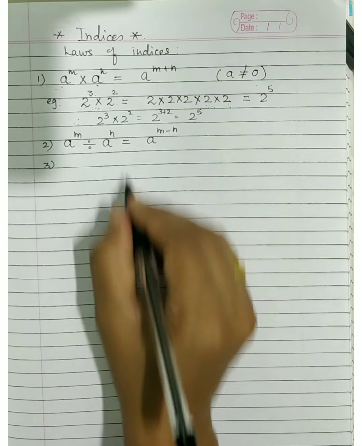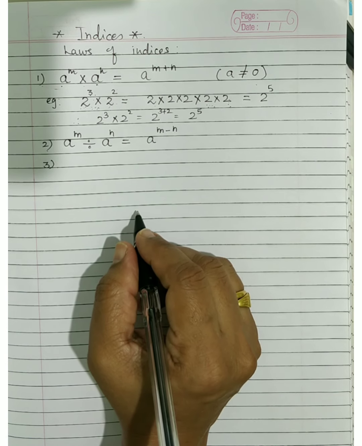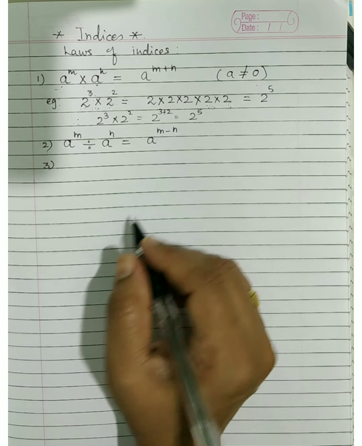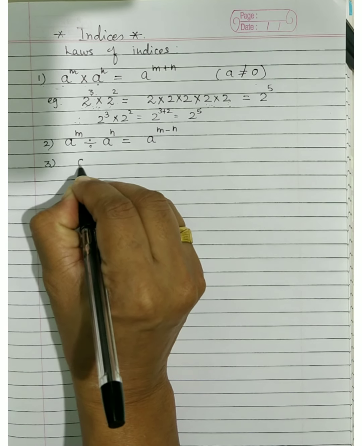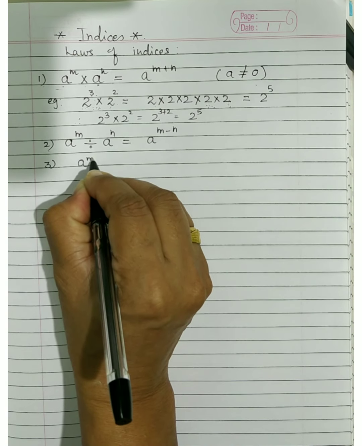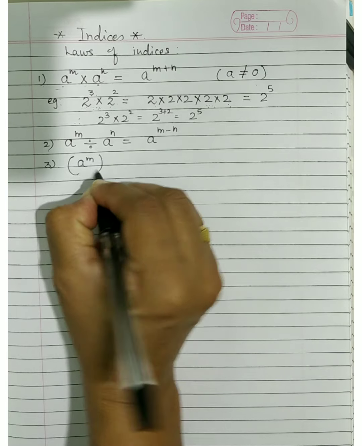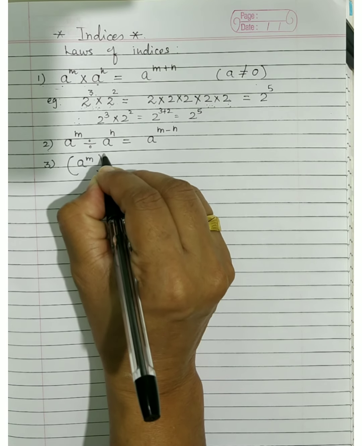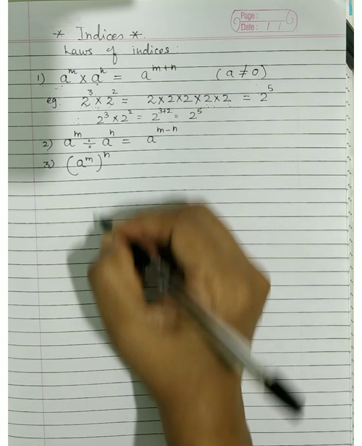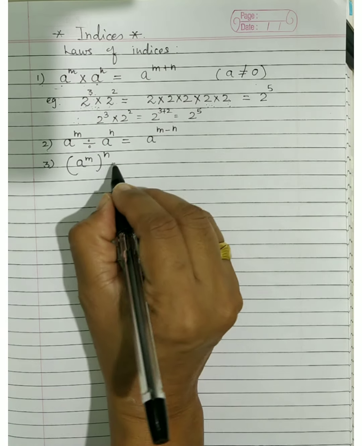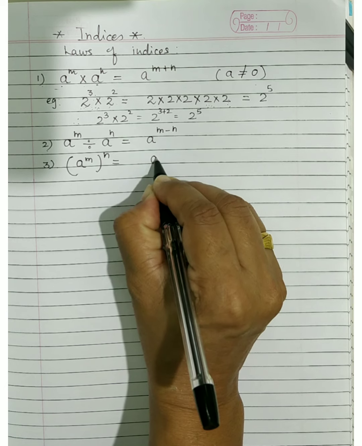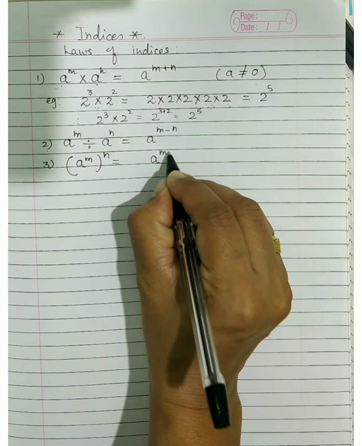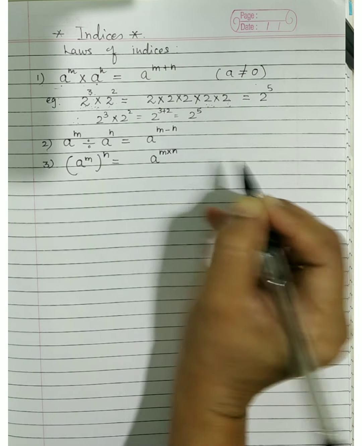Third law, since you know it, I'll go fast with this part. When a number with an index is raised to another index, what happens to the indices? You have got a to the power m. So this is a number with index m, and again if it is raised with another index n, what happens? The indices get multiplied. So this will simply become a to the power m into n.